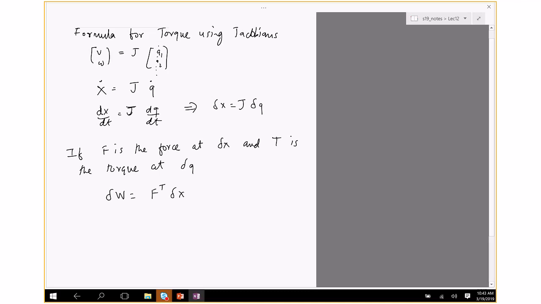Work done is force times displacement. So assume that delta q changes by a small amount. That will cause x to move by a small amount. Because of the force F acting through delta x, the work done is going to be that. But there's also work done at the joint: torque transpose times delta q. When I'm doing this computation, this is a fictitious displacement. It's not a real displacement. This is called the principle of virtual work.